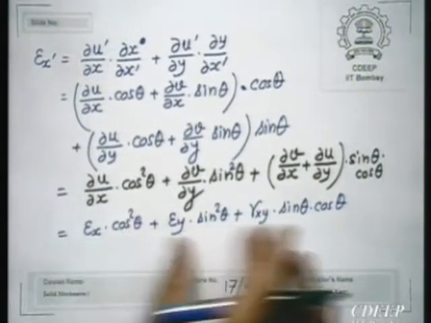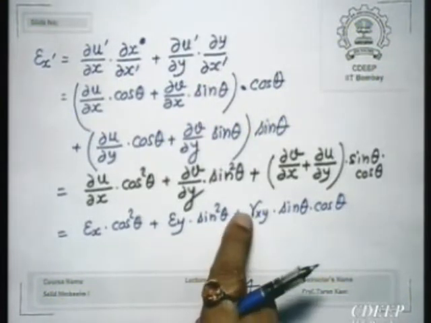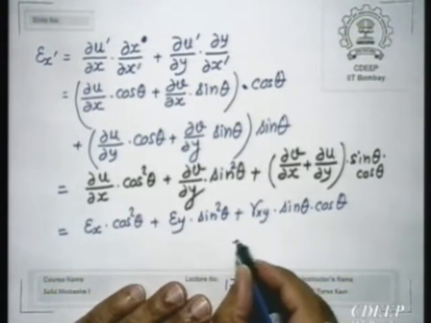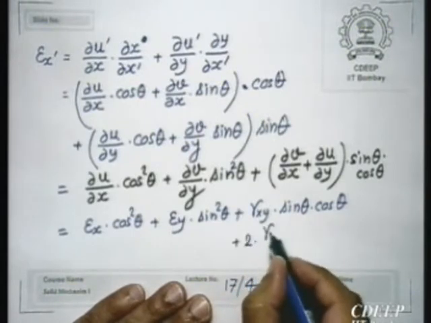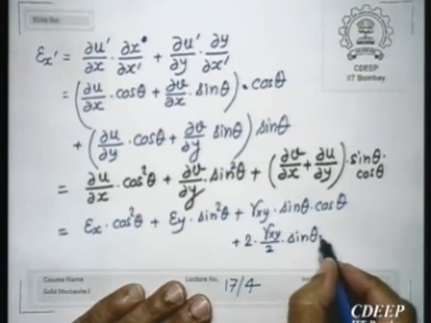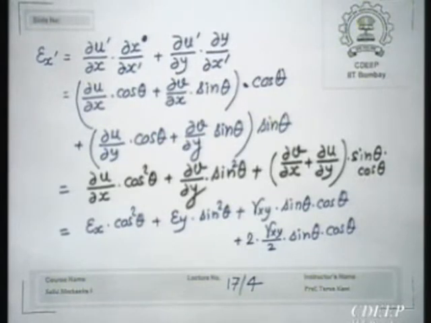Now, do you find any relationship between this and what we derived for sigma x dash? Yes, similar. What is the difference? I think here there was a 2 there. There is no 2. So, I can make it 2 by making it gamma xy by 2. So, this is the transformation rule from x dash y dash to x and y for plane strain components.